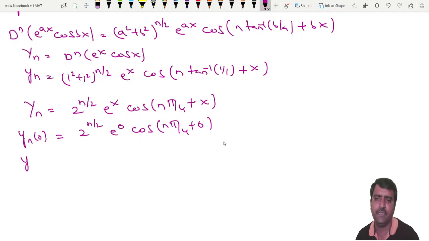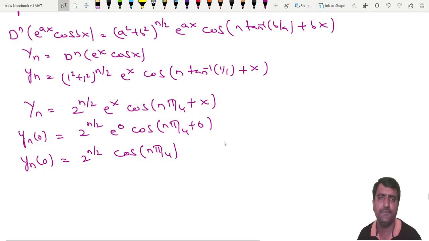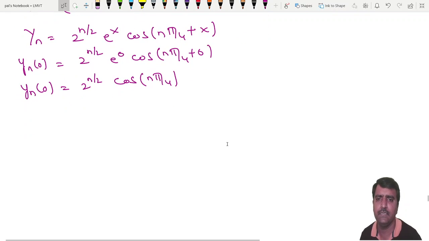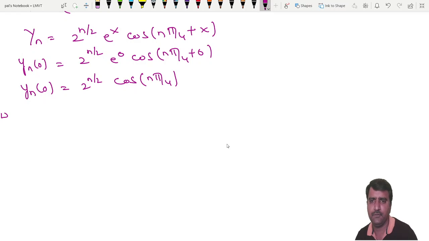So now yn of 0 is equal to 2 to the power n by 2, e to the power 0 is 1, cos of n pi by 4. From this you find y2 of 0, y1 of 0, y3 of 0, all those values. So put n is equal to 1.